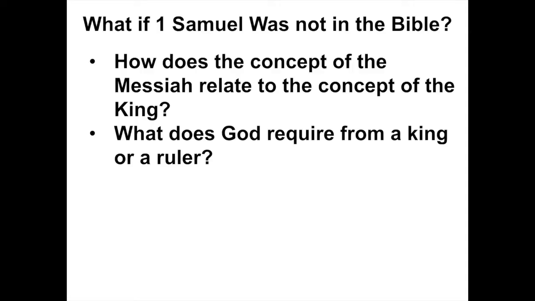But then secondly, we also see that the book of 1 Samuel, now again, I don't want to imply that this is the only book of the Bible that does it, but it is pretty powerful in how it does it. It shows us what God requires from a king or a ruler. The kind of obedience, the kind of heart, the kind of work that God requires on behalf of a king or a ruler, it's displayed in the book of 1 Samuel. It's displayed in a negative way in the person of Saul. It's displayed in a positive way in the person of David.